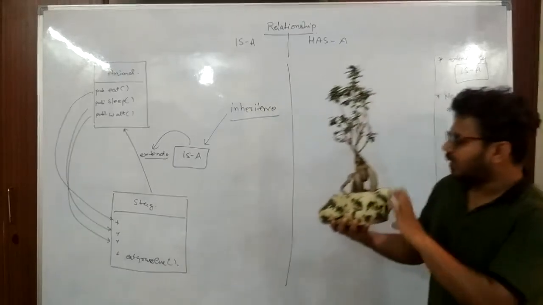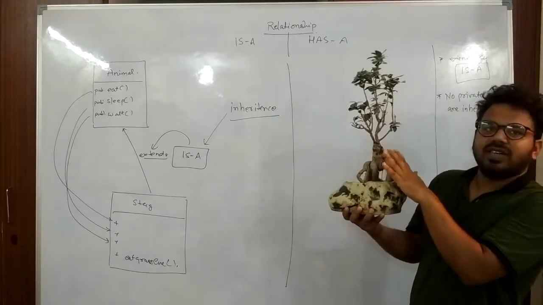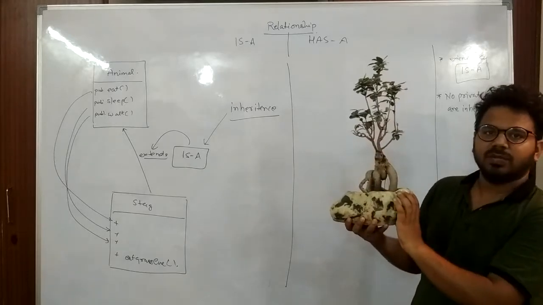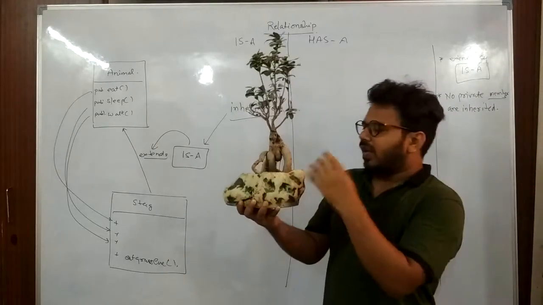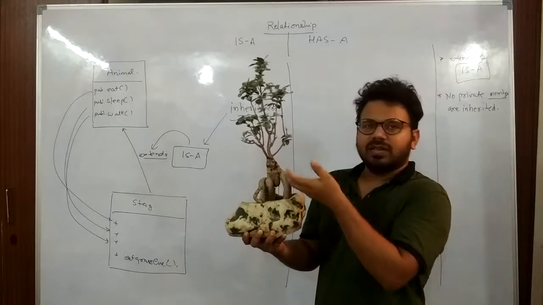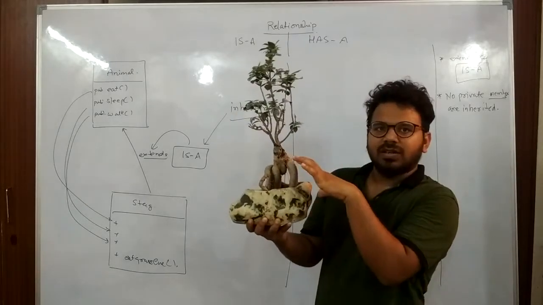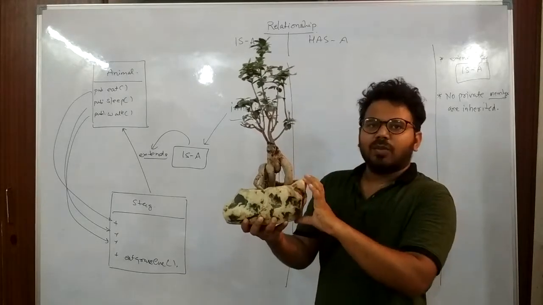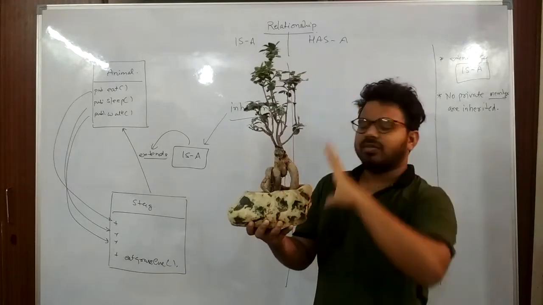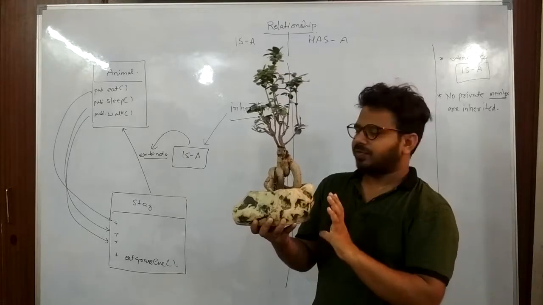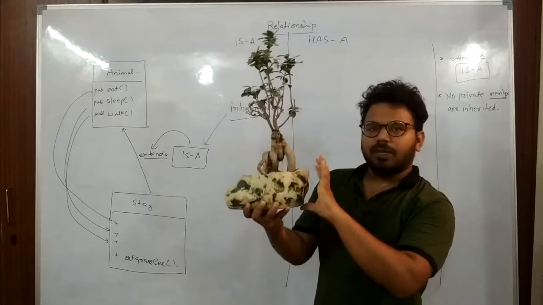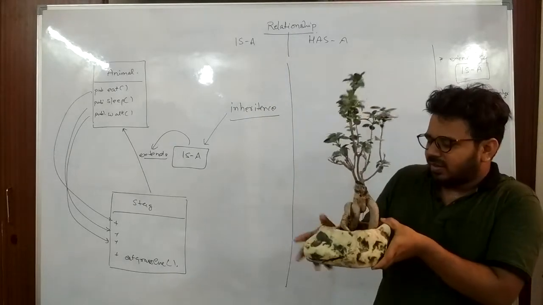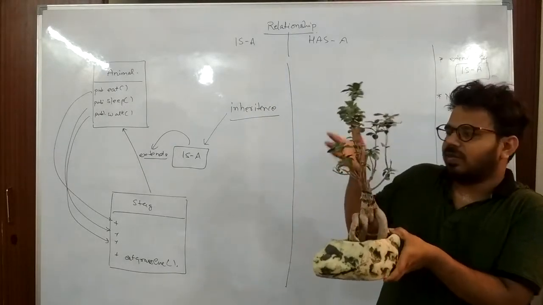We cannot say that this pot extends this plant, or that this plant extends this pot. Why? Because extends means is a, meaning a pot is a plant. Is that okay or not? No, it is not okay. A pot is not a plant, and a plant is not a pot. Simply, a pot has a plant.